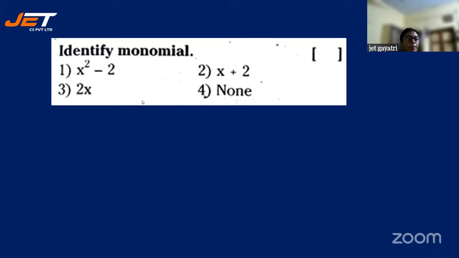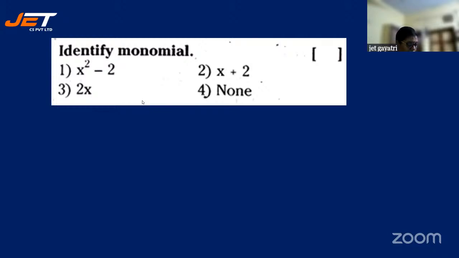Identify monomial. So what is monomial? Yes. We have moved on to the next question, students. Identify monomial. Is it option 1, option 2, option 3, or option 4? Yes, Harsha. Like this, one more sum is coming, so we'll do that. Yes, what is monomial? Is it option 1, 2, 3, or 4?